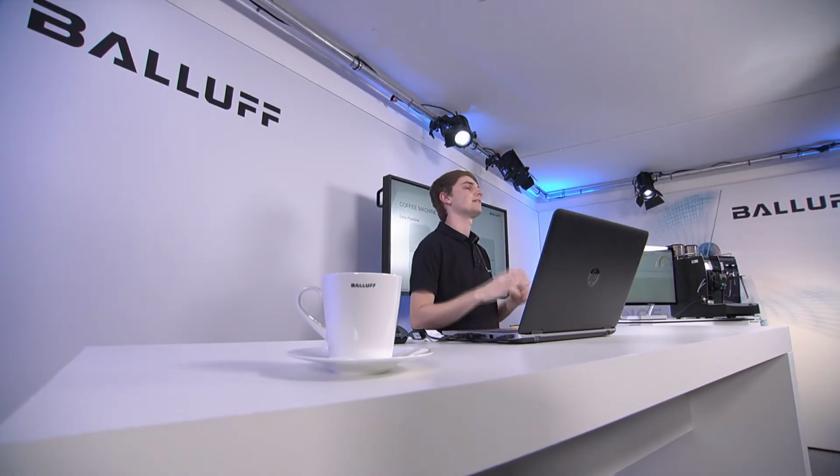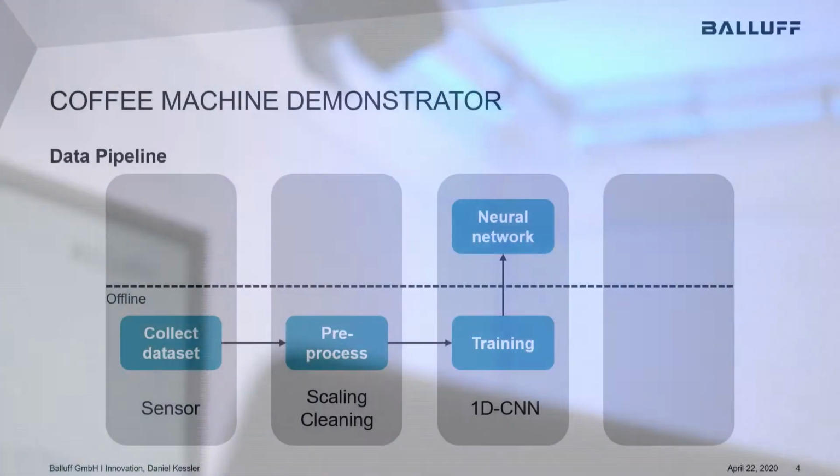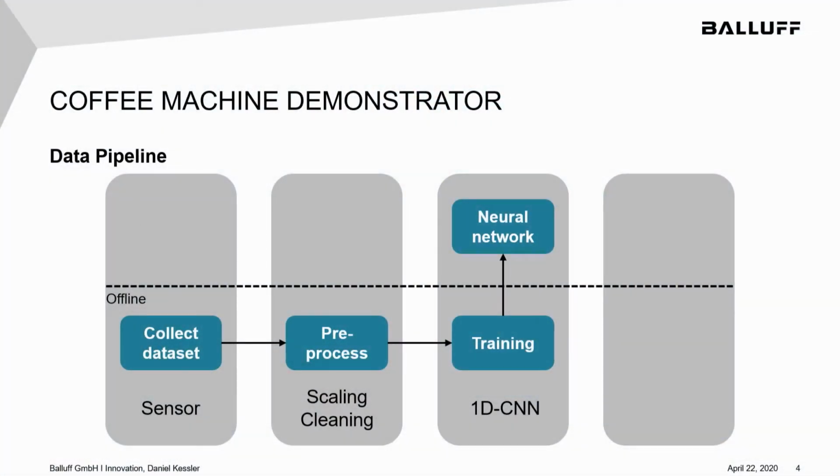As I said, in the offline mode, I collect the whole data set, including all coffee types, and make some pre-processing steps, so some scaling and cleaning of the data, so my data is now ready for the training process. Then I start the training process. I used a neural network, a one-dimensional CNN, a convolutional neural network. After this training is done, I have the trained neural network, which is now able to classify which coffee type is made.